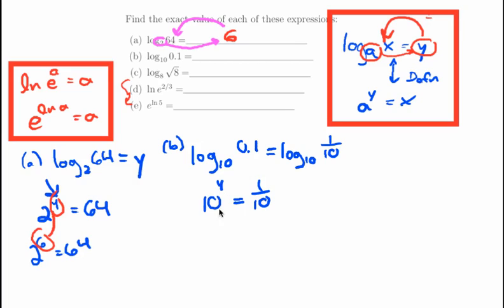10 to the what to the y equals 1/10. And when you get it to that point, in mastery exams, they're constructed so you should just be able to think through what that answer might be. What do you raise 10 to get 1/10?